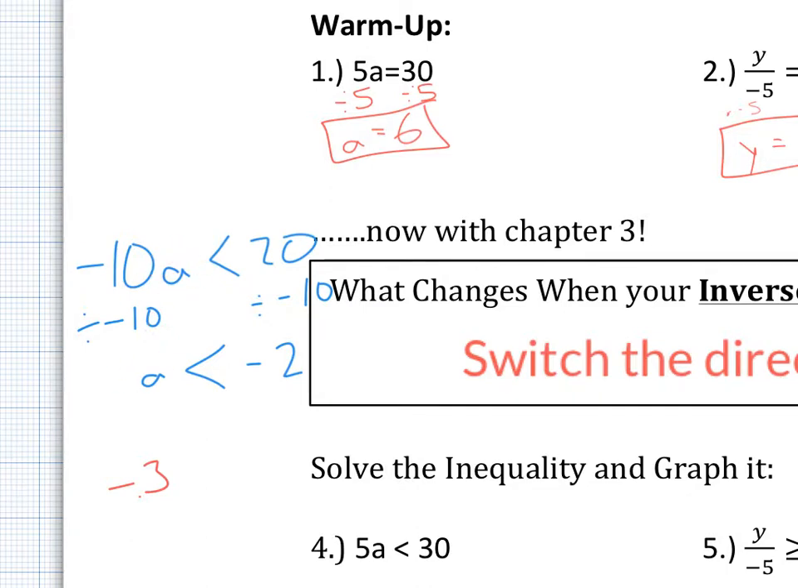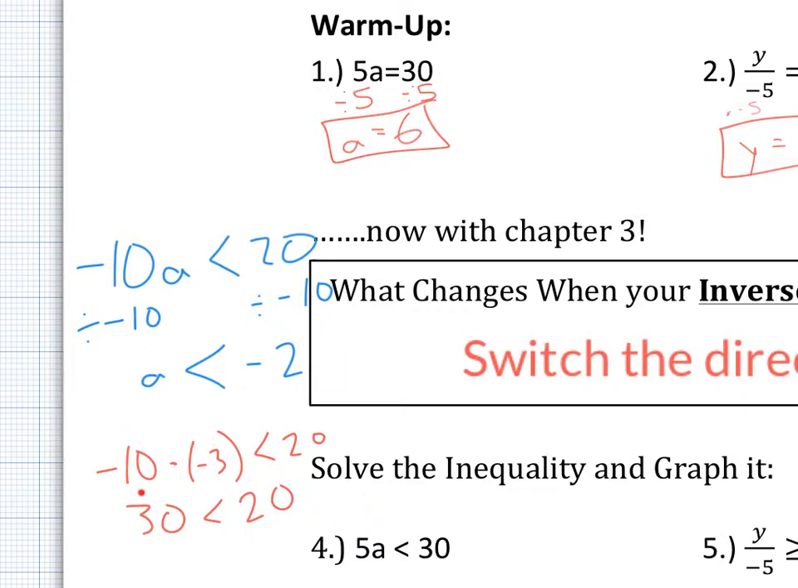So if I do -10, let me make sure that I erase this, give myself more room. If I did -10 times -3, if -3 is a solution, that should be less than 20, right? Except notice what happens. -10 times -3 is 30. 30 is not less than 20. Well, think about what happened here when I solved. When I solved, I was on the positive side of the number line at 20, right? But then when I divided by -10, I flipped over to the negative side.